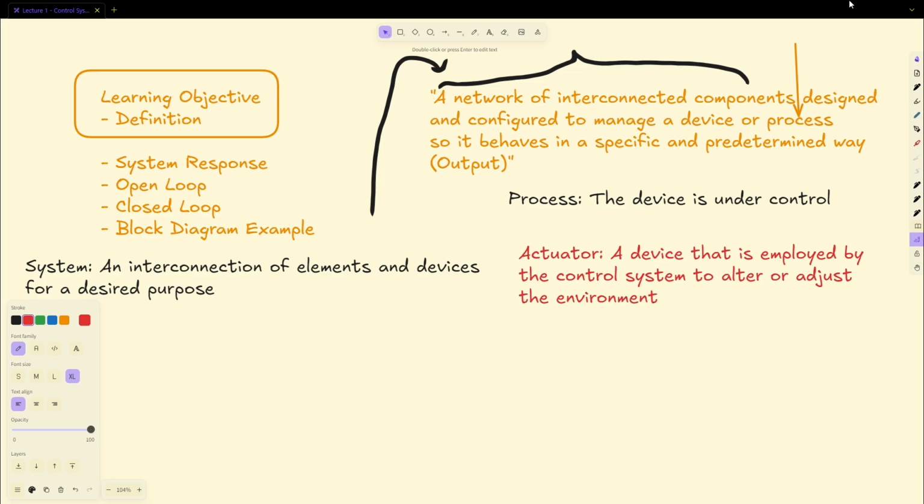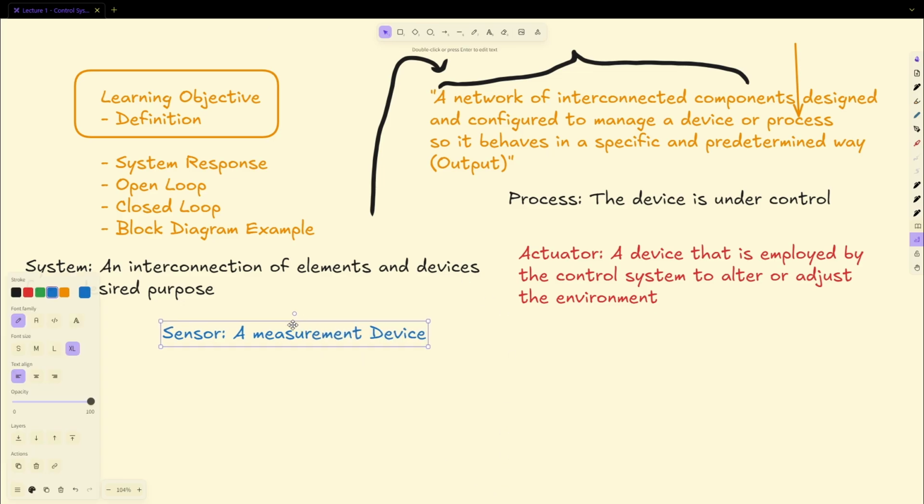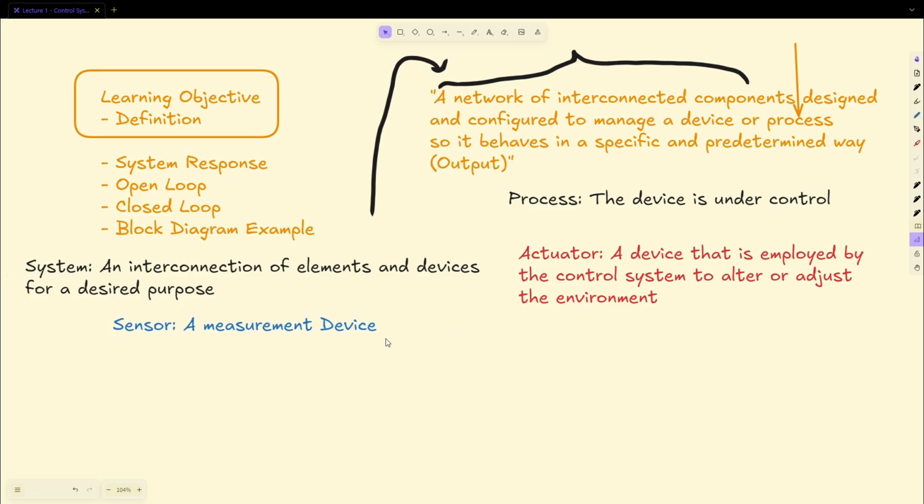Okay, so at this point we can also talk about a sensor. It's a measurement device. I'm sure that you know what a sensor is, but even if you don't, we can also define it here. A sensor is a measurement device. This could be touch, this could be voltage, this could be any sensor that you can think of. Anything that measures things is what we call a sensor.